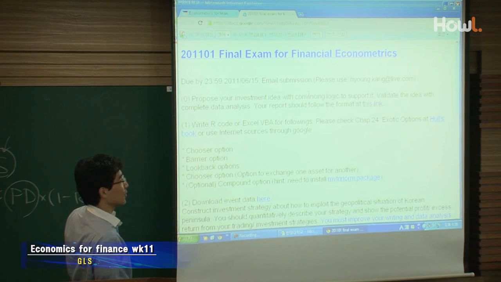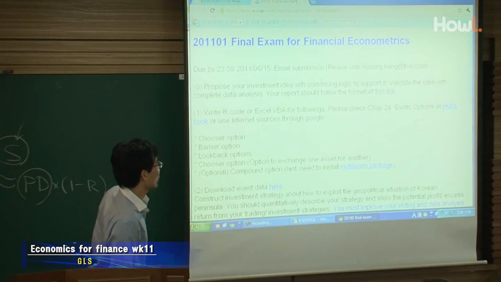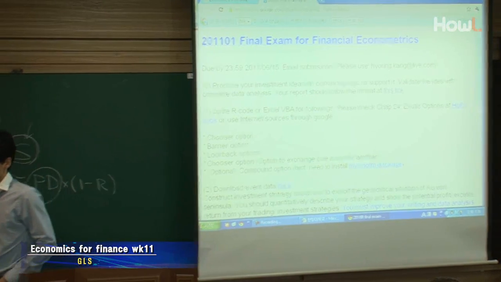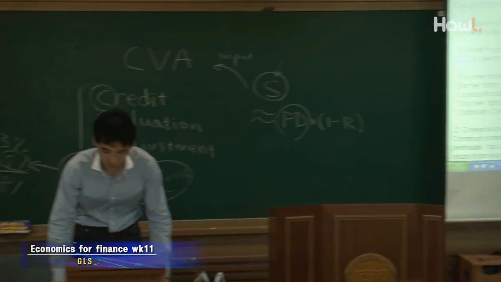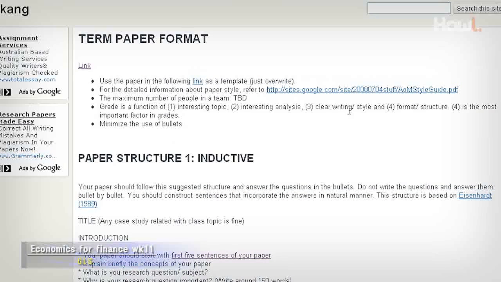And in addition to that, now I impose a format to your final exam. So your final exam should follow this format, okay? You click the link, and there is the information on how to write your term paper. There are basically two ways to write your term paper. Actually, first, let's read from the first.